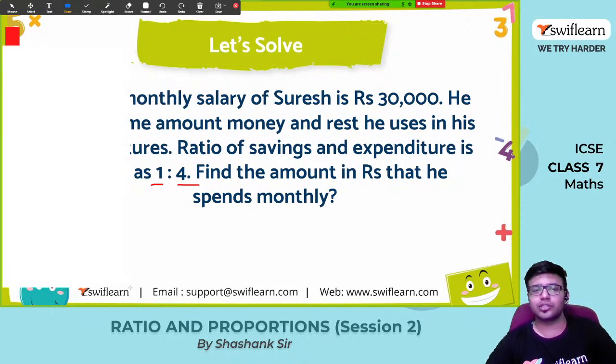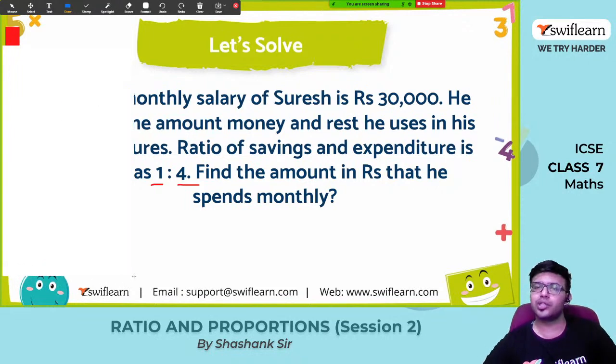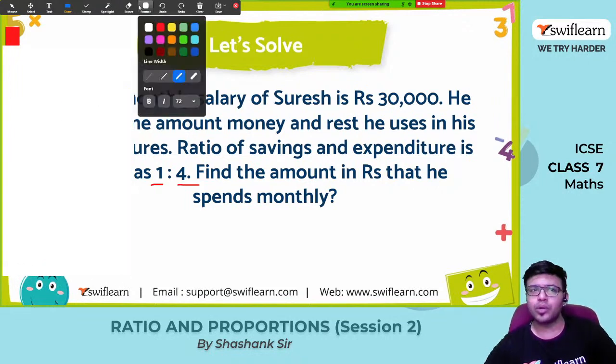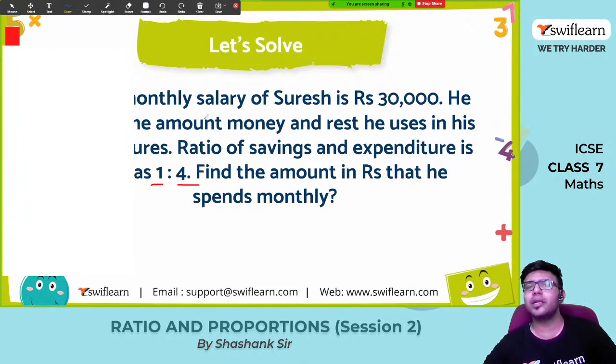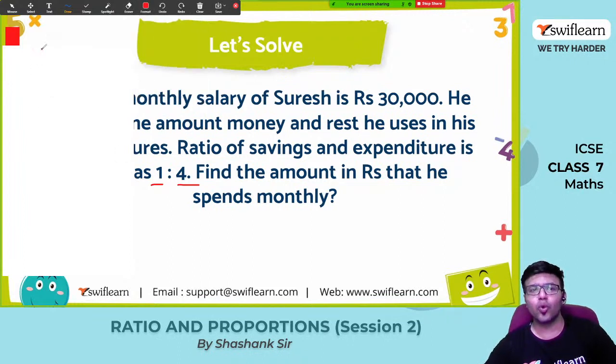So how much is saving? He saves some amount and the rest he uses for his expenditure. So the saving amount is one part and the expenditure is 4 parts. So total parts is how much? Total parts is 1 plus 4. 1 plus 4 is equal to 5. So total parts is 5.